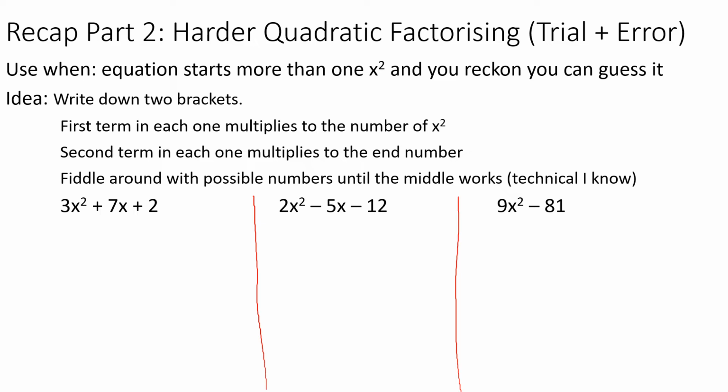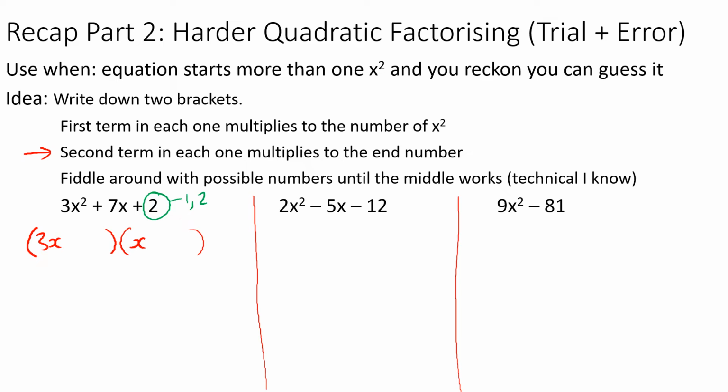So we write down our 2 brackets. The first term has to multiply to the number of x squared. So these 2 terms here are going to have to multiply to 3x squared. And there's only really 2 things that'll do that, which will be 3x and x. Now if it was like a 6x squared, we'd have to think about it a little bit, but we're good. 3x squared, 3x times x. Okay, the second term in each one has to multiply to the n number. So we need to find 2 numbers that multiply to 2. And well, they're going to be 1 and 2.